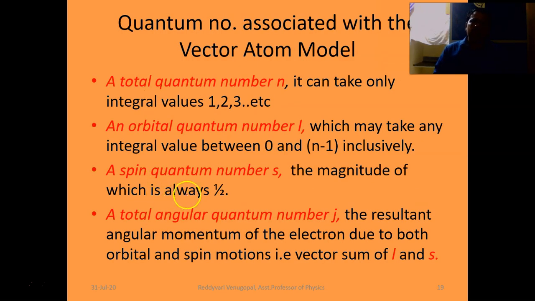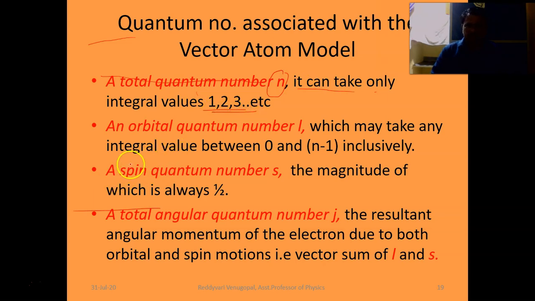So here the different quantum numbers are associated with this vector atom model. The first one is the total quantum number represented by n. It can take only integer values.